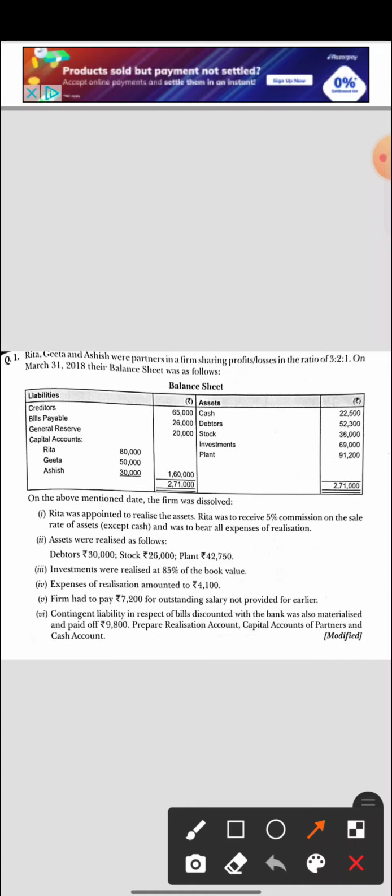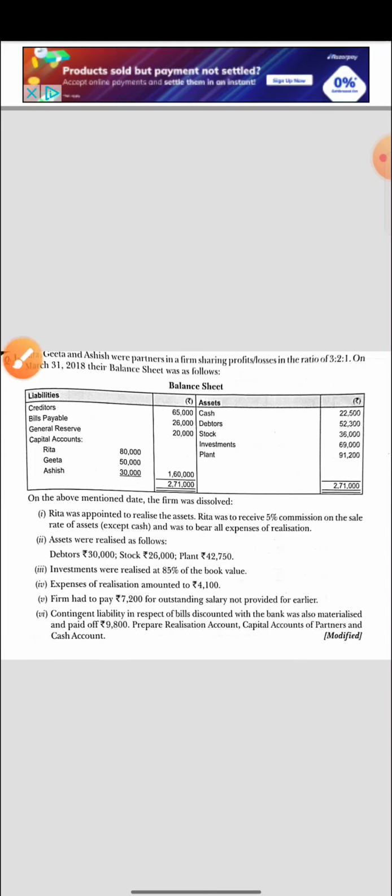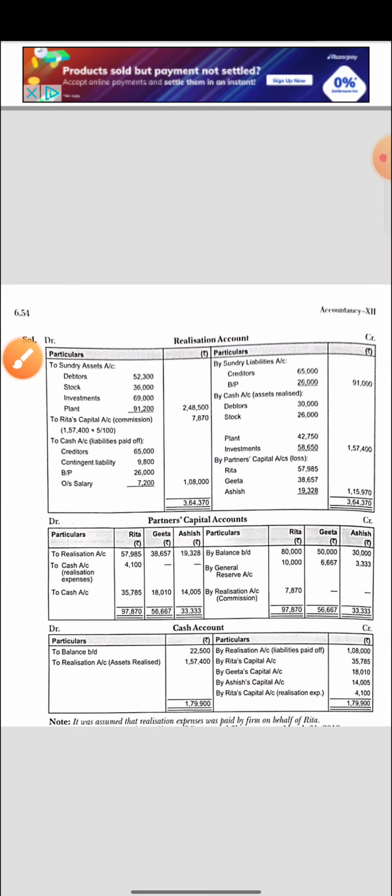If any of you would have memorized the format, you will remember this. Outstanding salary means what? It is a liability, right? And here it says not provided for earlier. That means it was not recorded. So if you remember the format, unrecorded liabilities are supposed to appear where? In the debit side. Okay, so now let's get back to the sum. Let's go to the answer now and see how it works out.